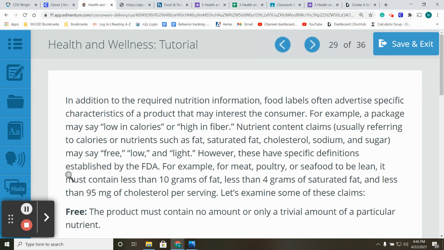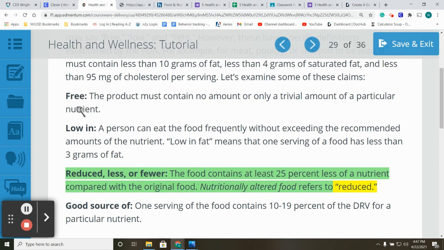For example, for meat, poultry, or seafood to be lean, it must contain less than 10 grams of fat, less than 4 grams of saturated fat, and less than 95 milligrams of cholesterol per serving. Let's examine some of these claims. Free. The product must contain no amount or only a trivial amount of a particular nutrient. Low in. A person can eat the food frequently without exceeding the recommended amounts of the nutrient.